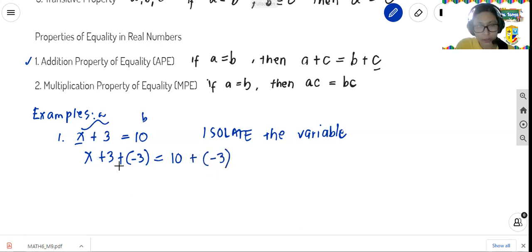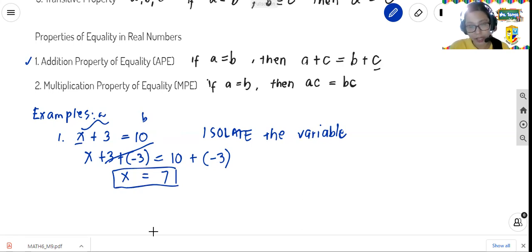So 3 plus negative 3 would cancel. That's 0. So it will become x only here. And then 10 plus negative 3, or 10 minus 3, would give me positive 7. Hence, I have here x is equal to 7. So this is now the value of x.